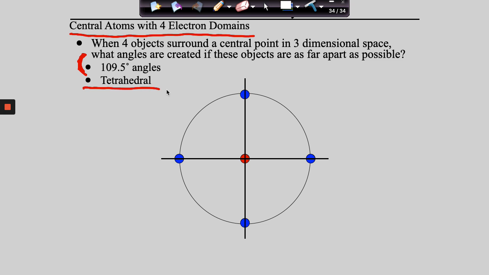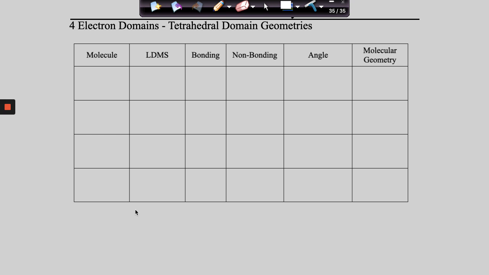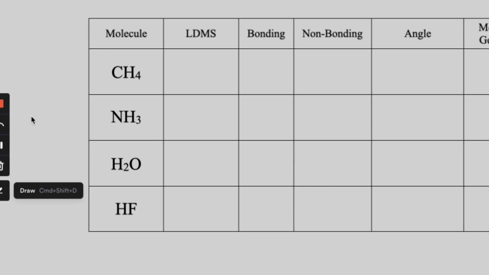The reason is because not all domains are bonding domains. So guys, let's do this. I know that thought was confusing, but watch. Jump down here into your table and do this with me if you would, please. These are the molecules that we are going to look at. Let me see if I can zoom into this for you. I think I can. Oh, good.